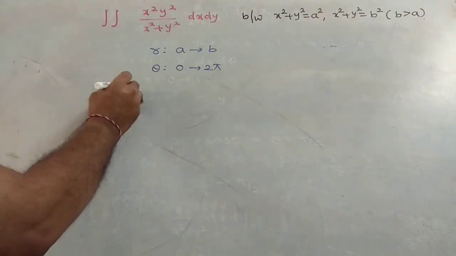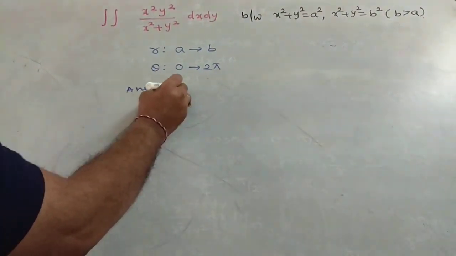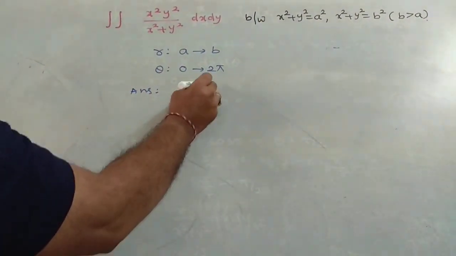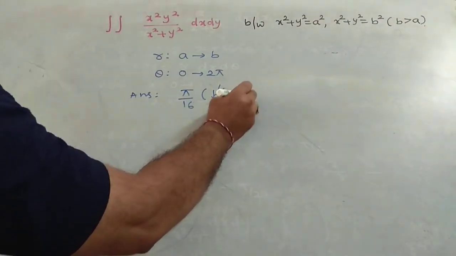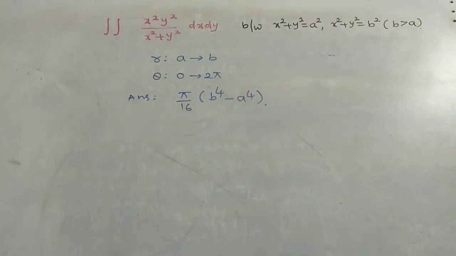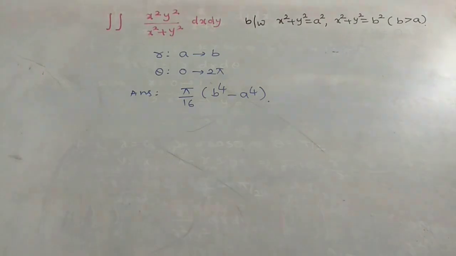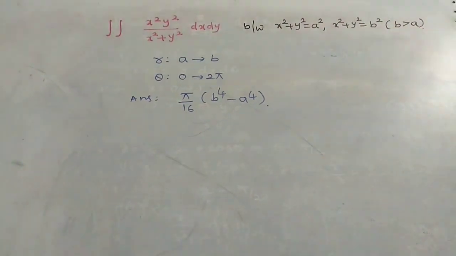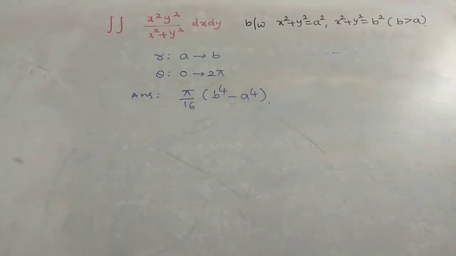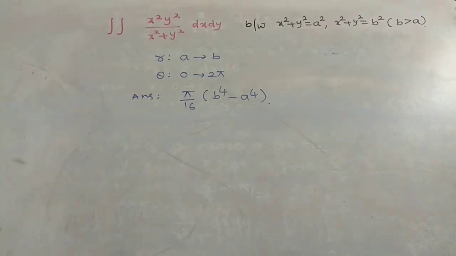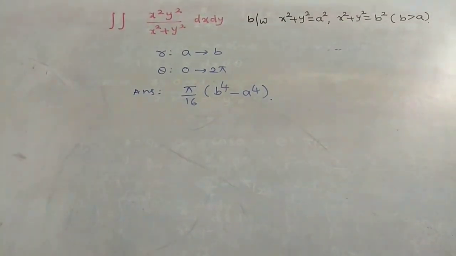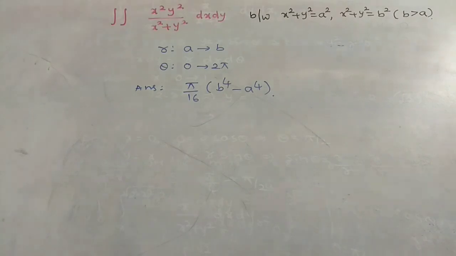So the final answer, I am just giving you the answer, pi divided by 16, b power 4 minus a power 4. This is the final answer of your given double integration by changing into polar coordinates. You just find out its final answer. So with this, the changing variables into polar coordinates topic is closed.